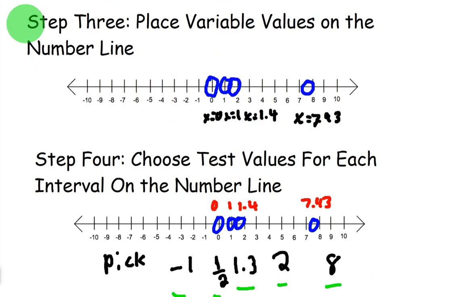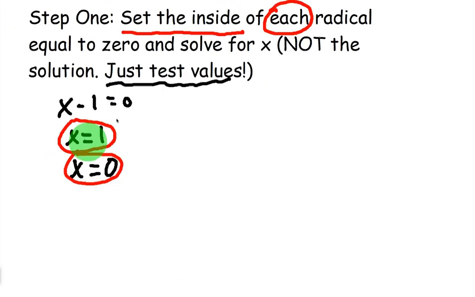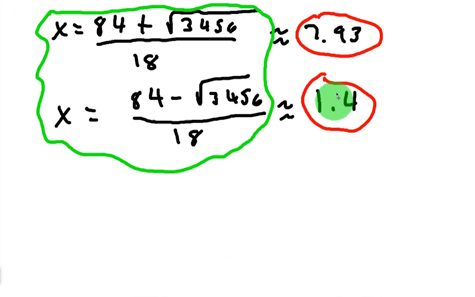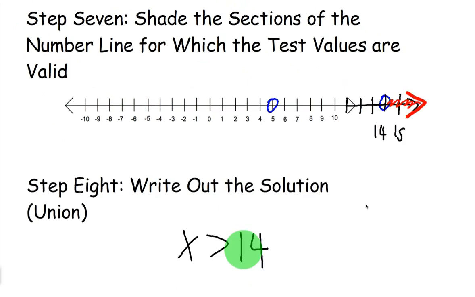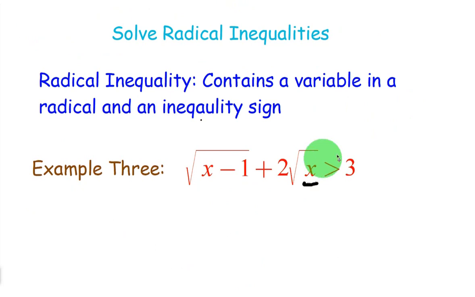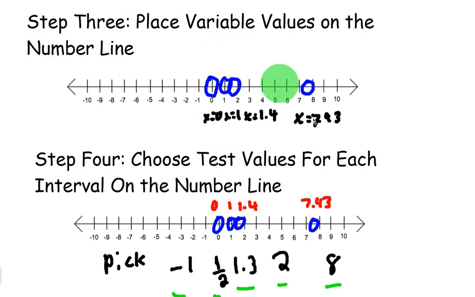Now, we've already figured out two test values, 0 and 1, so we're going to put these decimals on there as well, 1.4 and 7.93. So we have 0, 1, 1.4, between 1 and 2, right? And 7.93, which is right before 8. So that's step 3, placing our variable values on the number line. Now again, why are these holes? Because in the original inequality, this is just greater than. It's not greater than or equal to. So I'm not going to fill those holes in. They're not going to be solid points, they're going to be holes.